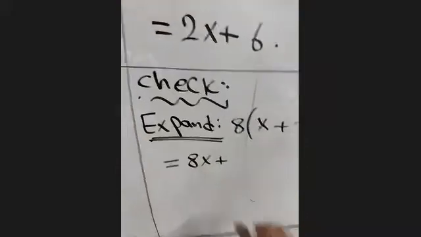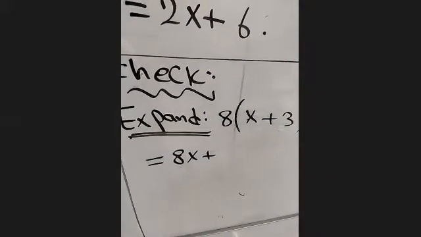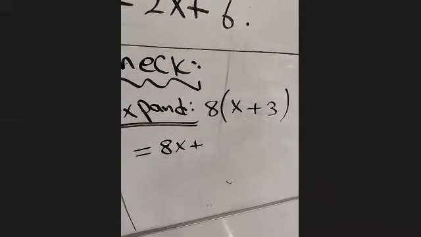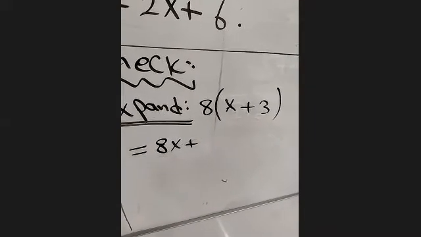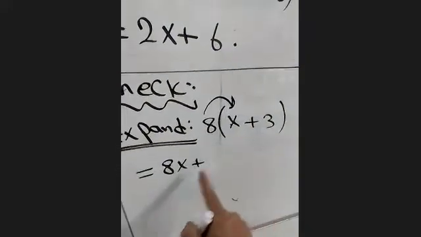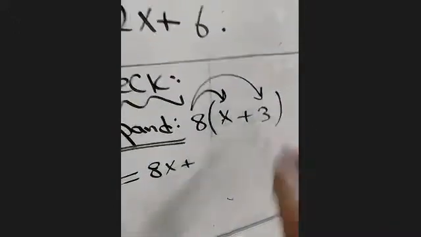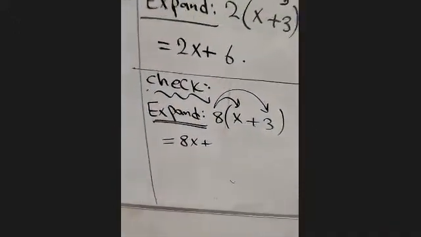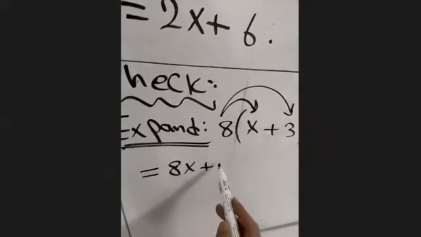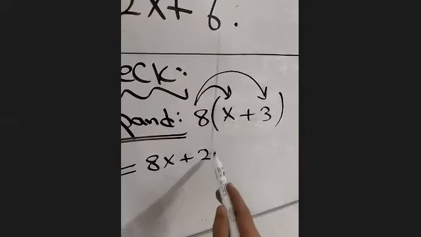Mu'ad, tell me, what's your mistake? I forgot to multiply. You forgot to multiply. You multiplied 8 with x, 8x. Then you put 3. You need to multiply with all. Got it? What should the answer be? 8x plus 24. Mumtaz.